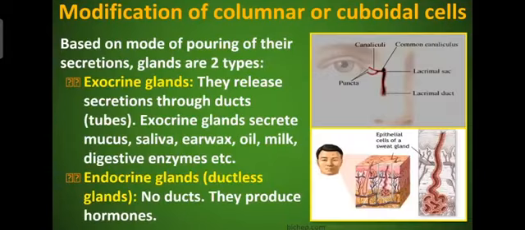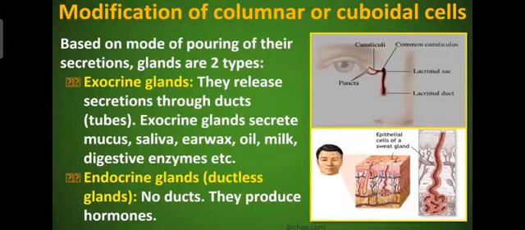Now, based on the mode of pouring of their secretion, some cells produce some hormones or enzymes. How do these cells secrete these hormones or these chemicals? Depending on that, two types of glands are there, exocrine glands and endocrine glands.